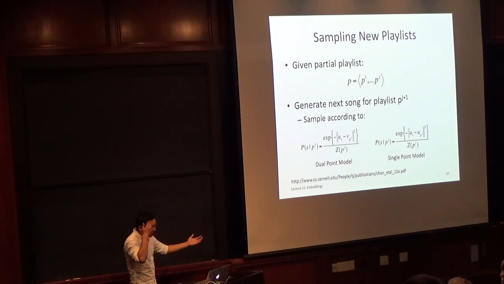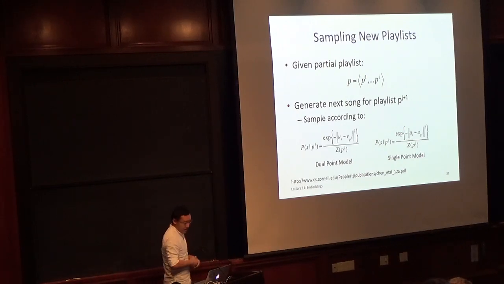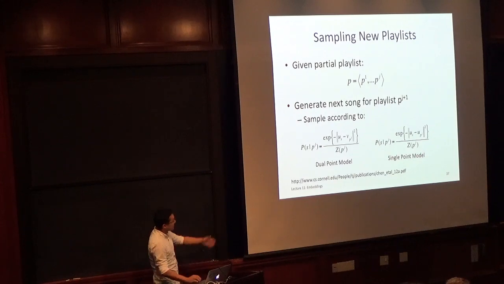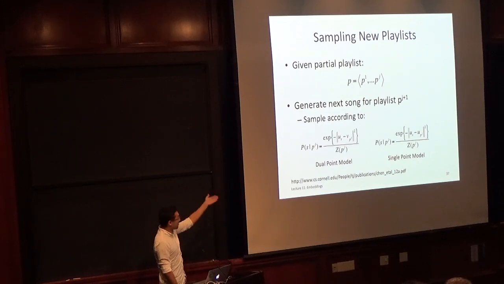You can sample new playlists. For example, if you train this model, given the current partial playlist, you can generate the next song by just sampling according to one of these models. The probability you choose the next song is exactly this probability.